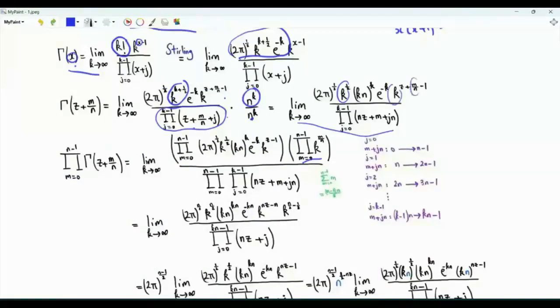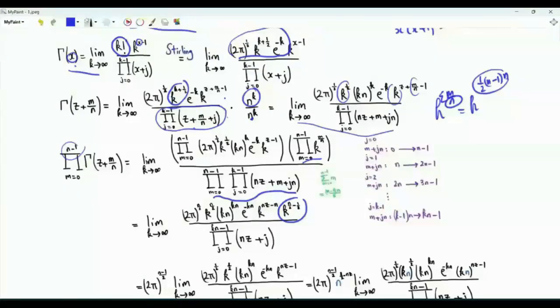On the right hand side, when the product is applied to k to the m over n, we are summing over m from 0 to n minus 1. The sum is equal to 1/2 n minus 1 times n. After dividing by this n, we get k to the n over 2 minus 1/2. Let's investigate the product in the denominator.